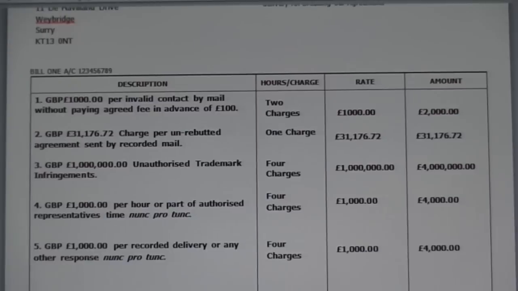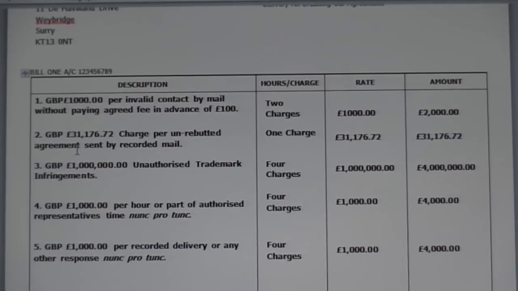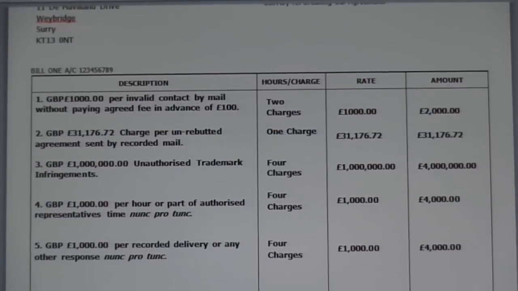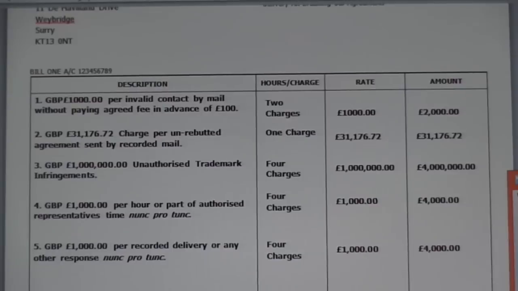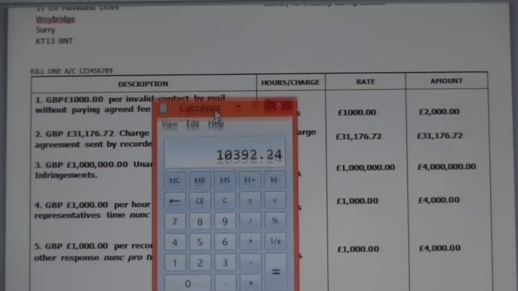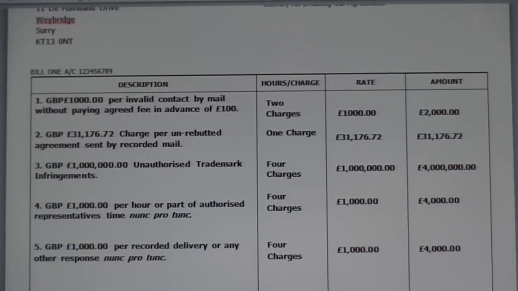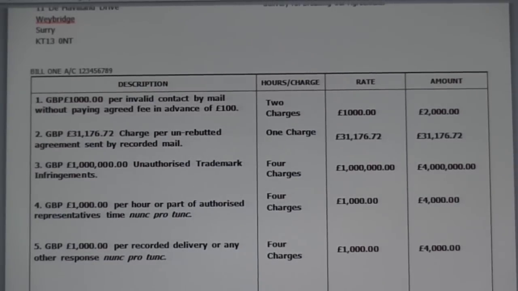This is the part that confuses the most people from what I can see. This amount here, this is 3 times the debt they are chasing. So for instance, as you can see, that's 31,000 something. This was the original debt. It was 10,392.24. Times that by 3 and you come up to that amount. Now, there's only ever 1 charge because that's the initial debt that they're chasing. So it's 1 charge, as you can see, and there's the amount, and that amount stays the same no matter how many bills you send.